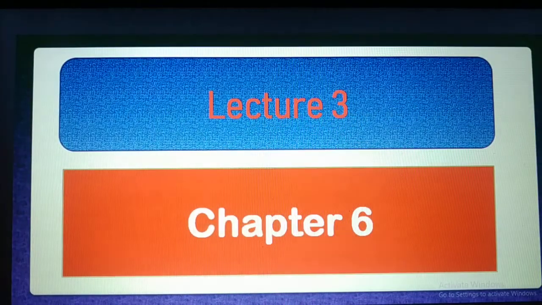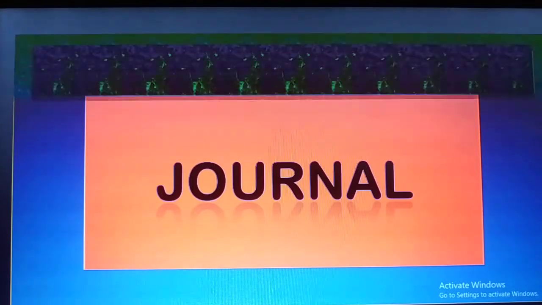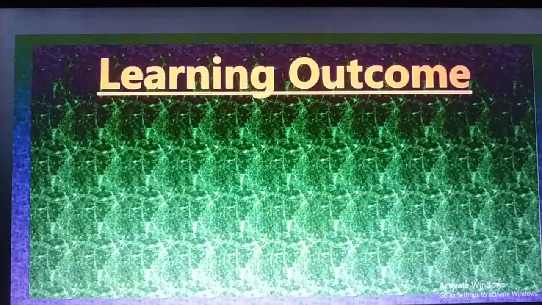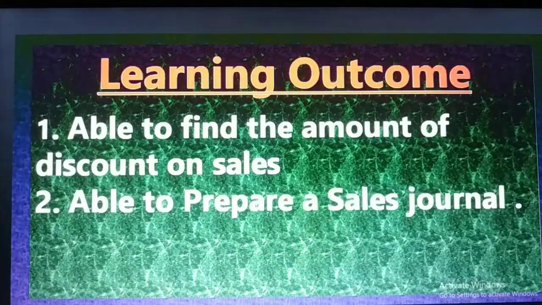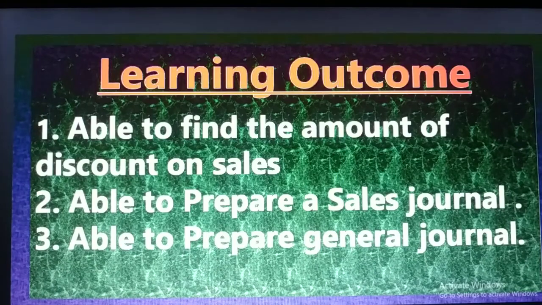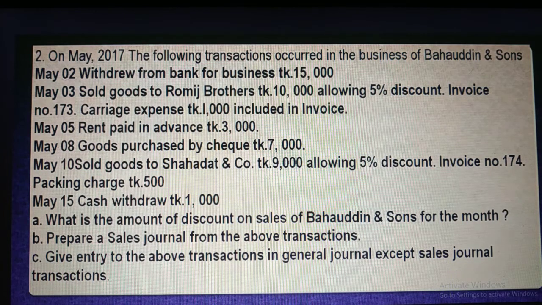Dear student, this is our lecture 3 on chapter 6, and all of you know that this is journal. After this lecture you will be able to find out the amount of discount on sales, prepare a sales journal, and prepare a general journal. Let's come to our class. This is CQ2 from your books. I hope all of you have your books so that you can easily understand the question.